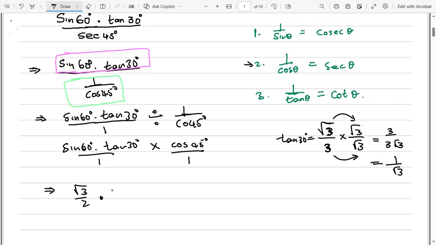So the answer that you should substitute here is 1 over root 3. If you put root 3 over 3, that's how they say that you used the calculator. This is multiplied by the cos 45. What is cos 45 equal to?